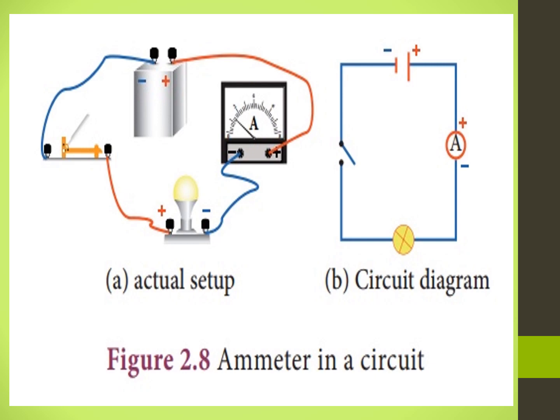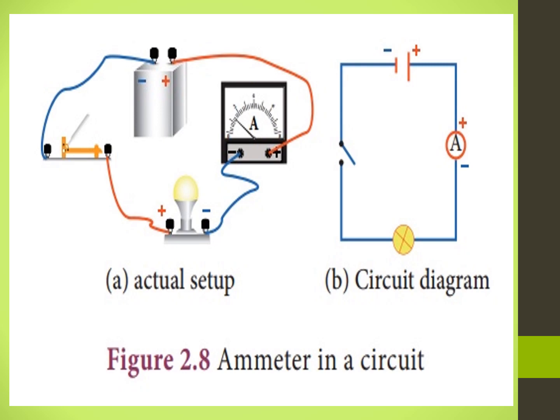I is electric current. Q is the quantity of charge, and T is the time. That means I is equal to Q by T. What is I? Electric current. What is the formula of electric current? I is equal to Q by T. The standard SI unit of current is ampere.